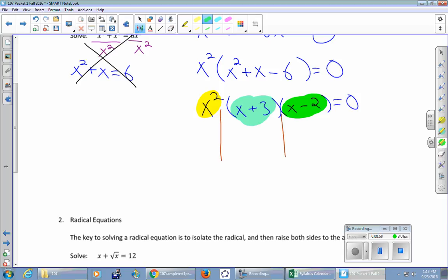I'll start on the right-hand side here. On the right-hand side, either x minus 2 is 0, or in the middle, x plus 3 is 0, or in the front, x squared equals 0. You've got to write it. Every single one of these factors set equal to 0.